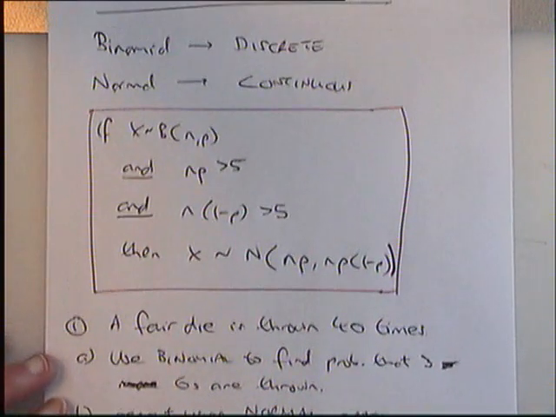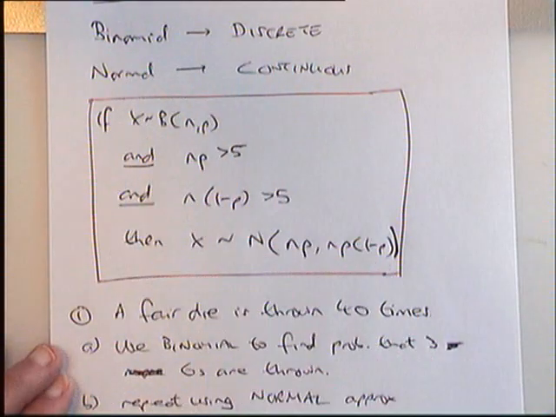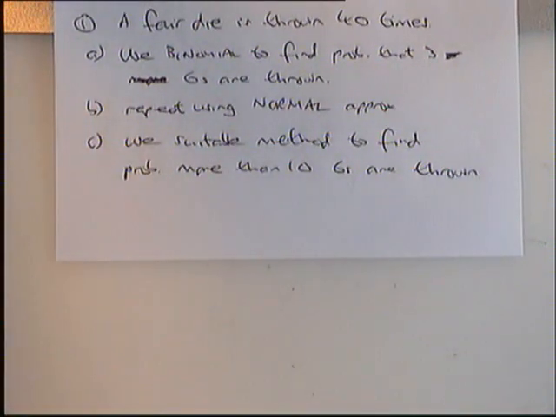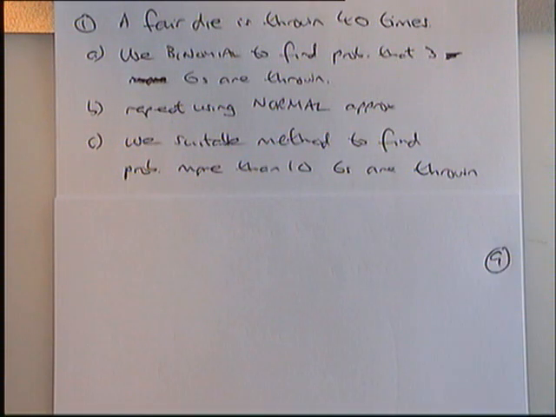One thing to point out, which I mentioned earlier for those in the class: the binomial is a discrete distribution, the normal is a continuous distribution, and we'll have to bear that in mind as we go through this question. So we've got a question here. Example number 1, a fair die is thrown 40 times. Part A, use the binomial distribution to find the probability that 3 6s are thrown.